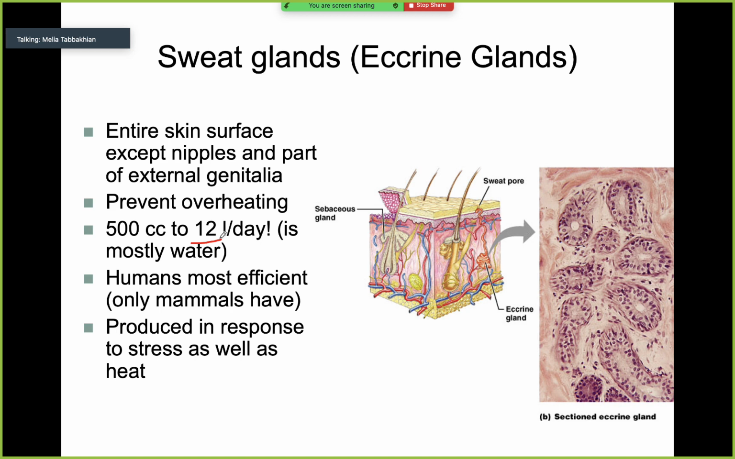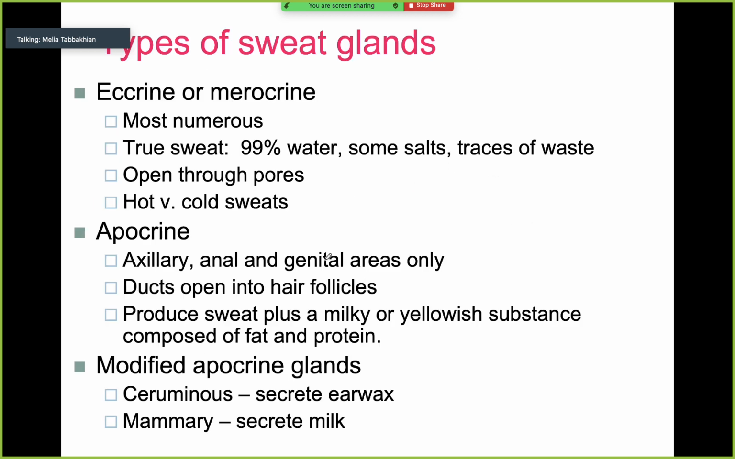From the soles of your feet, you can sweat a lot, and it's usually absorbed by your socks and your shoes. So you don't know by the end of the day how much you've actually sweat, but it's 500 cc's to 12 liters, which is a lot of sweat. Now there are 2 main types of sweat glands, the eccrine or merocrine ones. Both can be used.